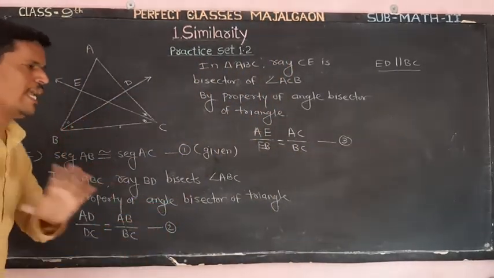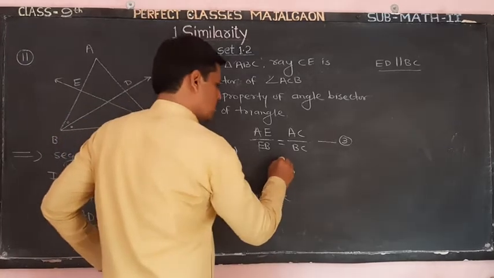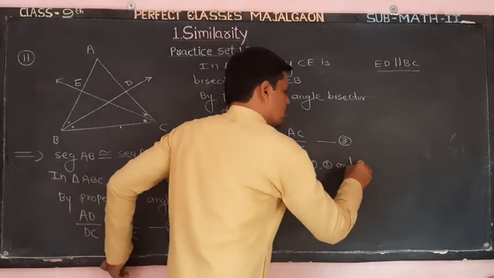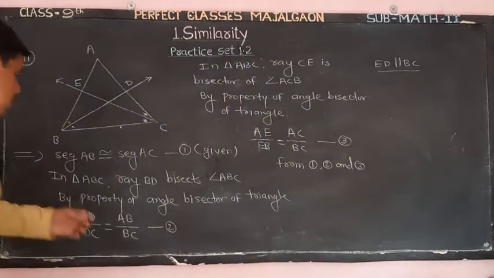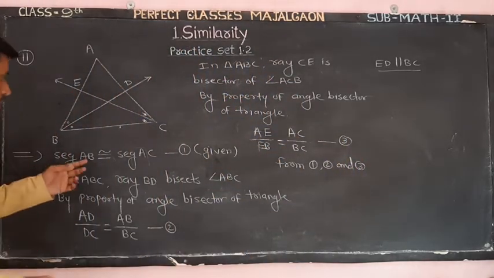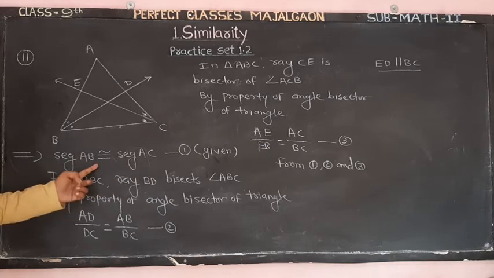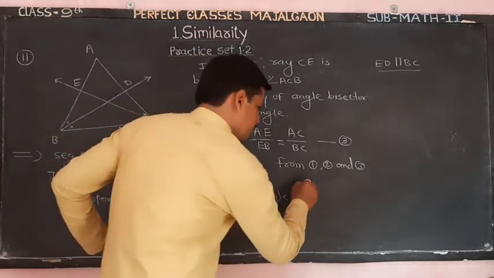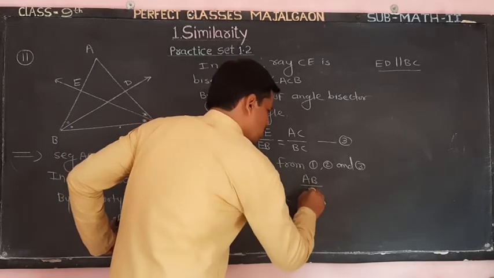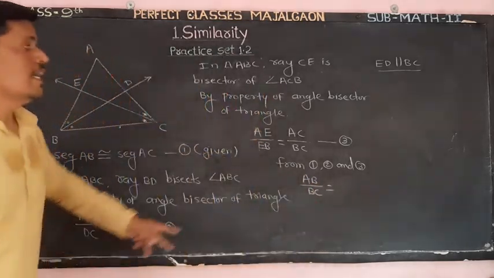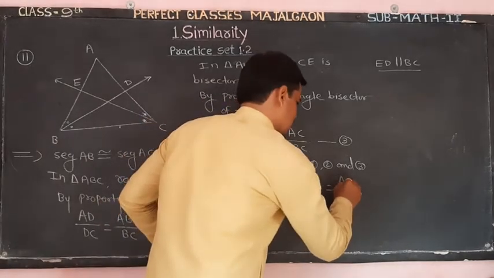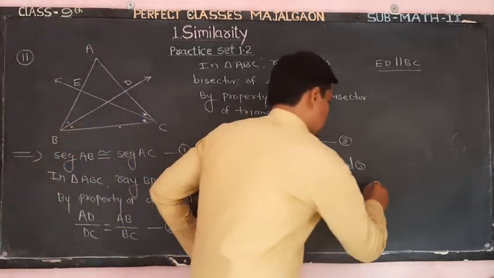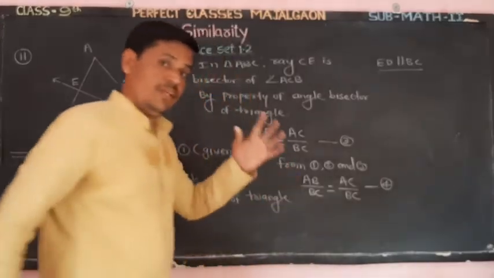Now from 1, 2 and 3. From these three, AB and AC are both the same. Therefore, AB upon BC equals AC upon BC. Name it equation number 4. Here we write equation number 4.